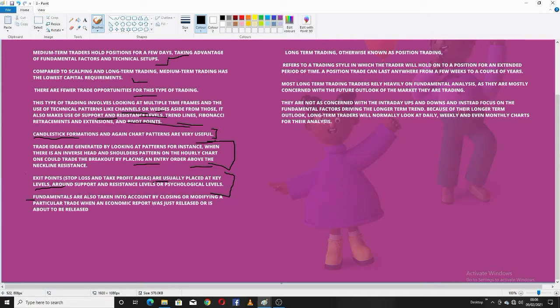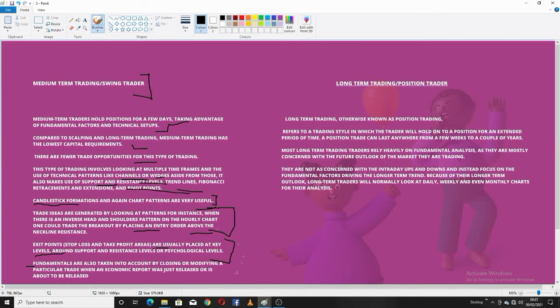Fundamentals are also taken into account by closing or modifying a particular trade when an economic report was just released or is about to be released. So as a swing trader, you need to know how to use fundamentals, because you can be in a good trade, but when they announce news and you don't know how to use that news, you find the trade going against you and then taking you out with a loss. So that's it about swing trading. Let's look at long-term trading, also known as position trading.